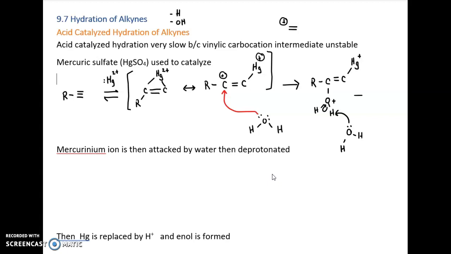And we'll end up with, if I've got room to write it, carbon double bonded to a carbon attached to our mercury, still with the hydroxy. The mercury then is replaced by a hydrogen, and we get this structure.